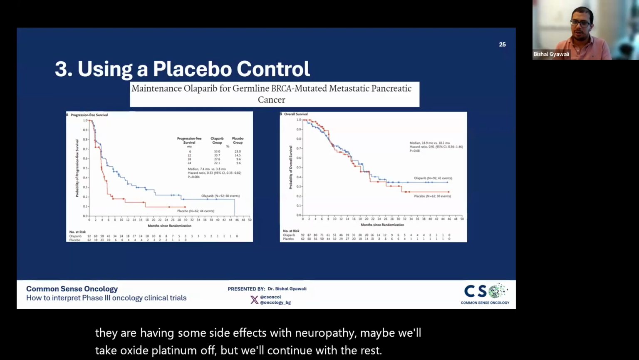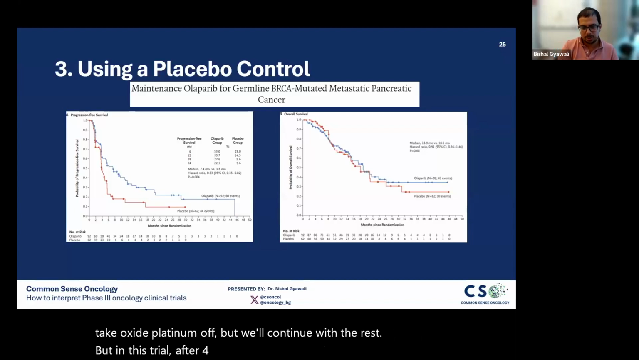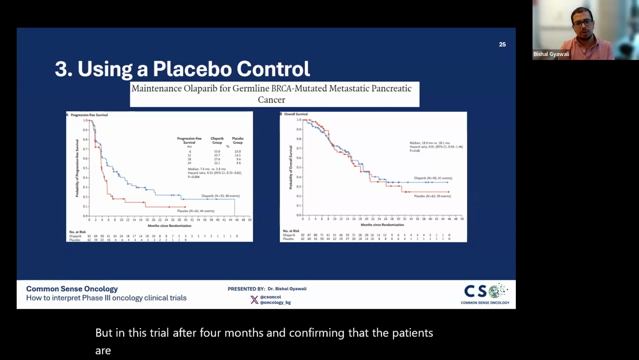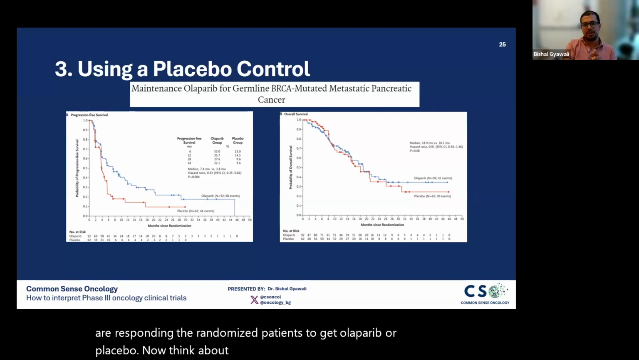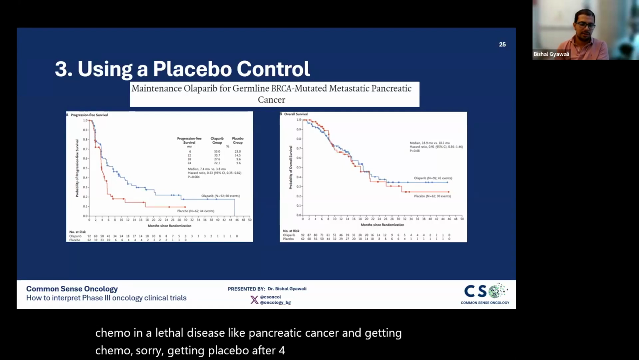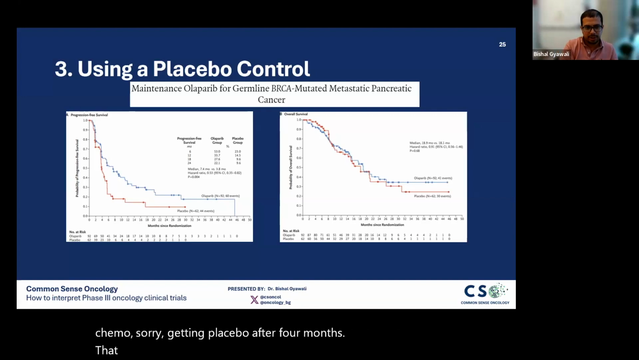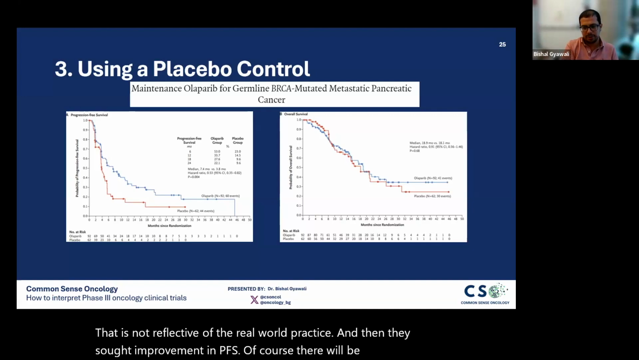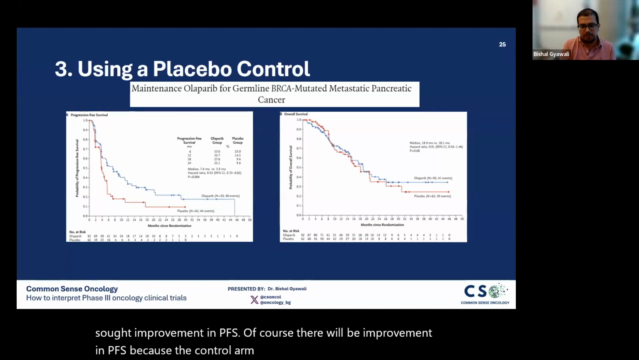But in this trial, after 4 months and confirming that the patients are responding, they randomize patients to get olaparib or placebo. Now think about that for a moment. Responding to chemo in a lethal disease like pancreatic cancer and getting placebo after 4 months. That is not reflective of the real world practice. And then they showed improvement in PFS. Of course, there will be improvement in PFS because the control arm got nothing, they got placebo.